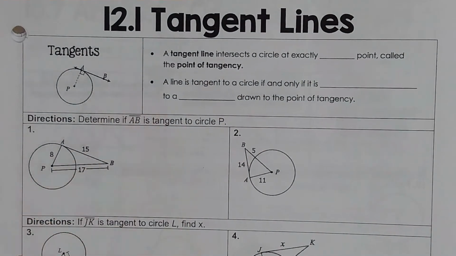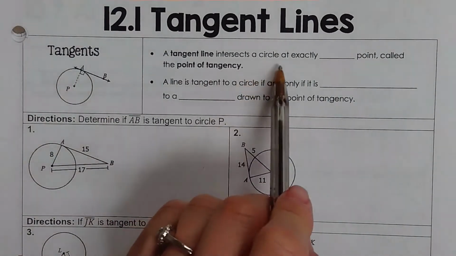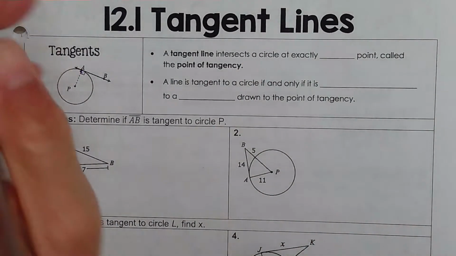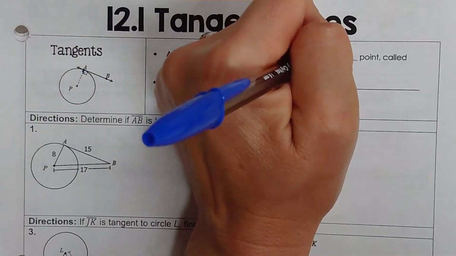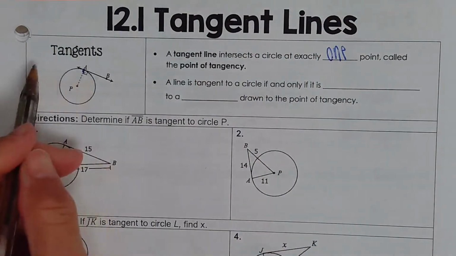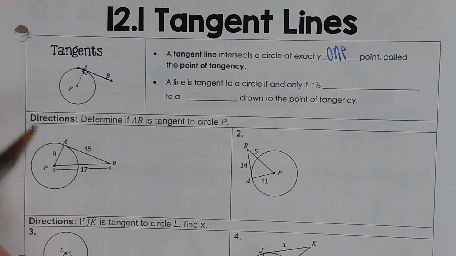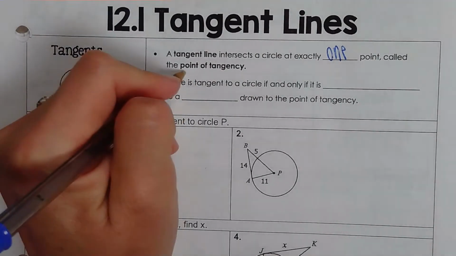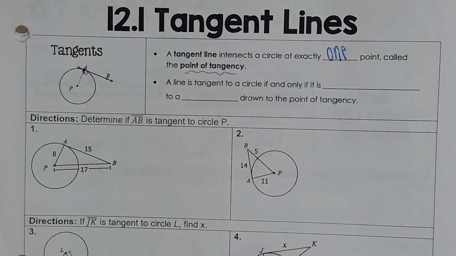So 12.1, even though we've been on chapter 12 for a couple days, we're officially in chapter 12, tangent lines. A tangent line is a line that intersects, meaning it touches a circle at exactly one point. It's really important. It only touches it at one point. That point right there is called the point of tangency. They got real creative when naming it.